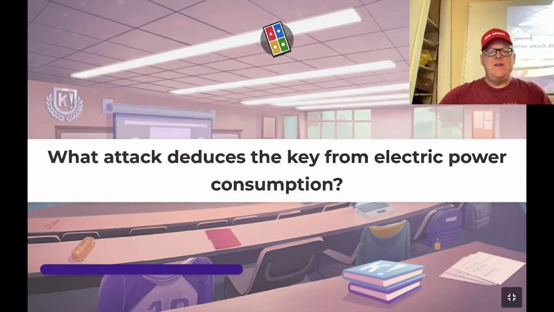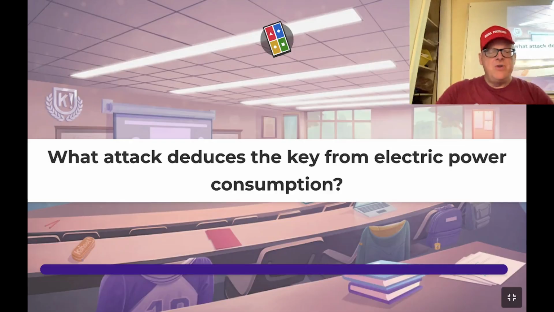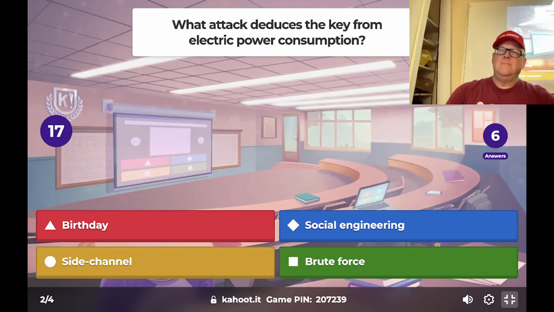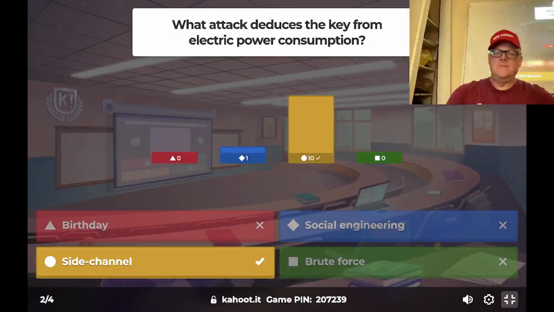All right, what attack deduces the key from electric power consumption? Side channel attack.